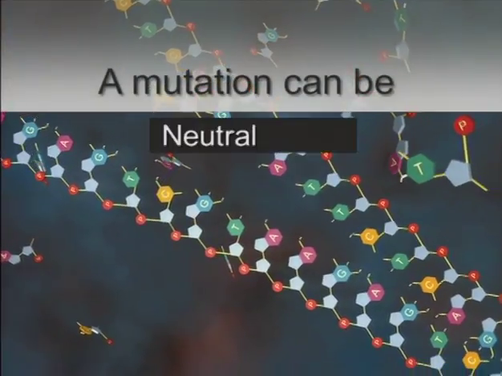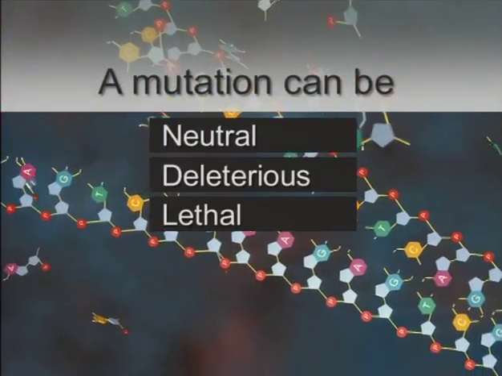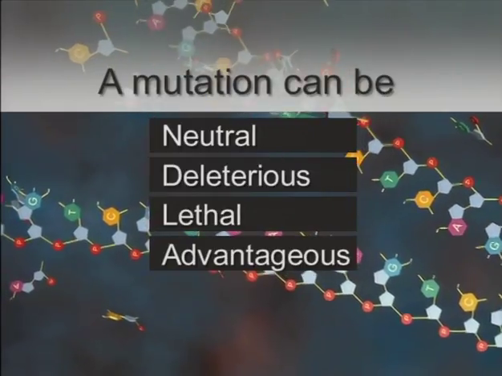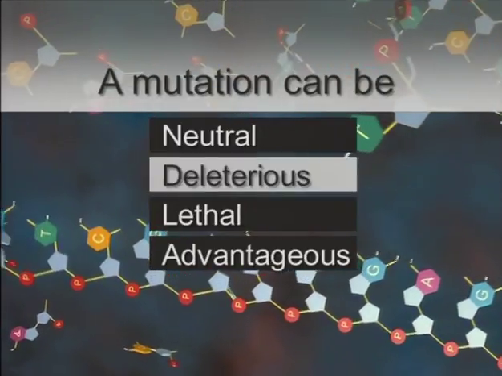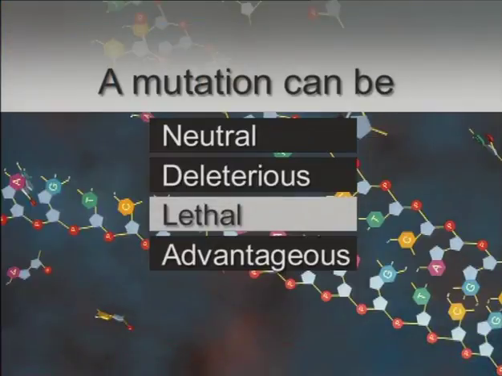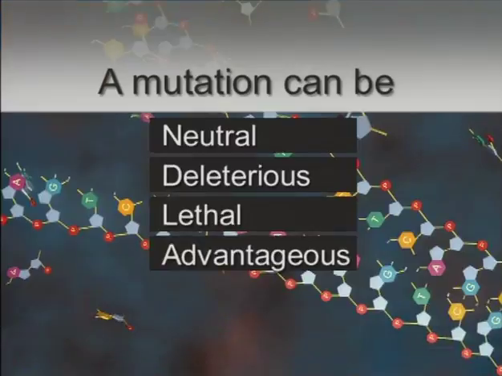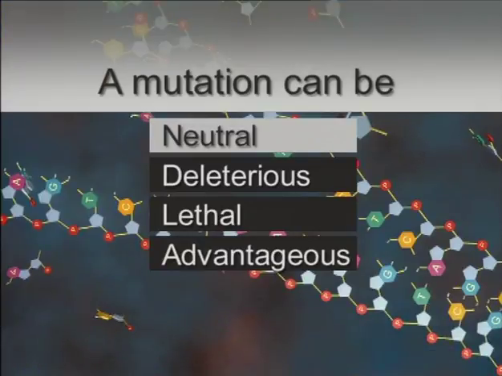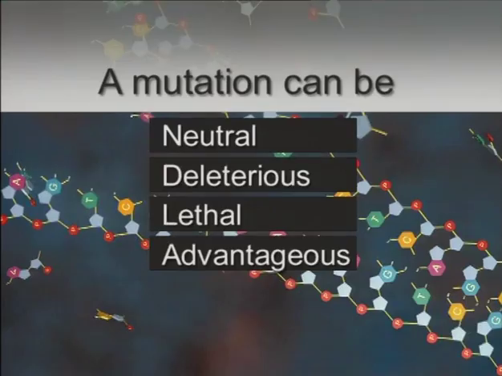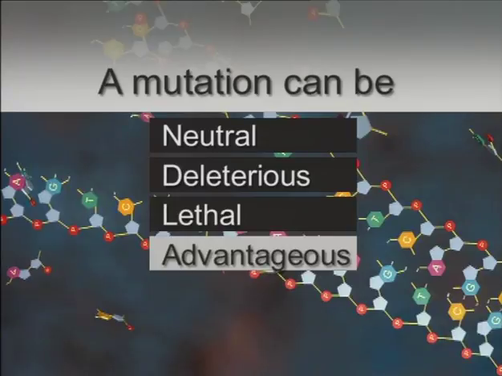A mutation can be neutral, deleterious, lethal, or advantageous. If a mutation is deleterious, it will hinder the ability of the organism to survive and reproduce. Similar for lethal, except that in that case, the organism can't survive at all. If a mutation is neutral, this means that it has no effect on its ability to survive or reproduce. If a mutation is advantageous, that means that it confers a bonus for its survival, so its fitness is elevated.